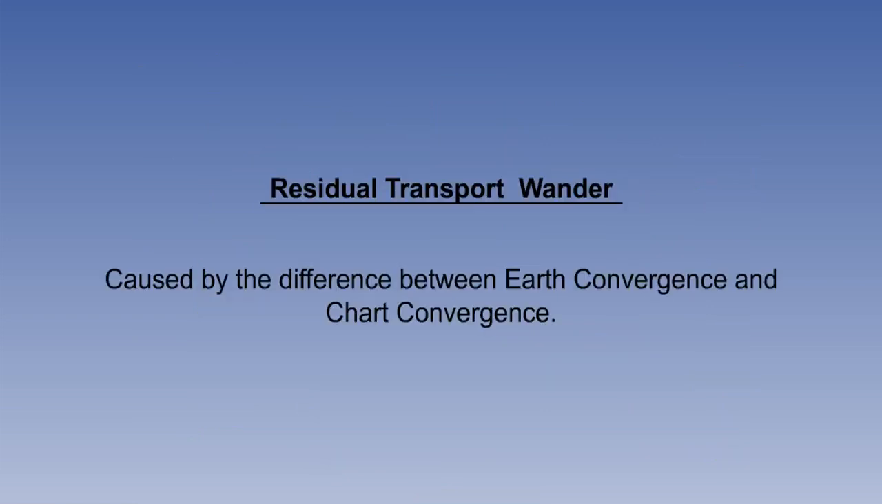There is in fact a small error caused by the difference between Earth convergence, which is the gyro correction, and chart convergence, which will depend on the projection and the standard parallels being used. A correction has to be applied, known as residual transport wander. This is fed in either by slewing the gyro or as a false correction to the latitude control, but its use is beyond the scope of this course and is not discussed further.